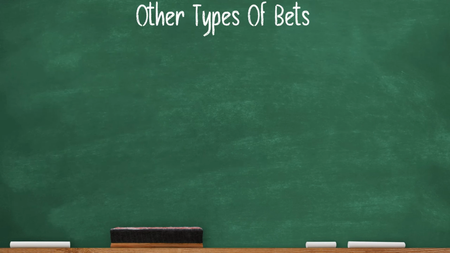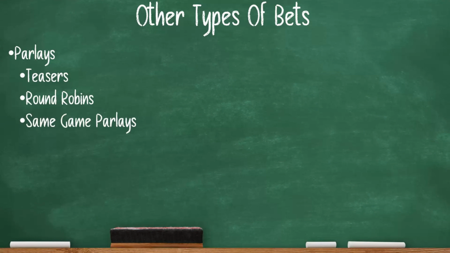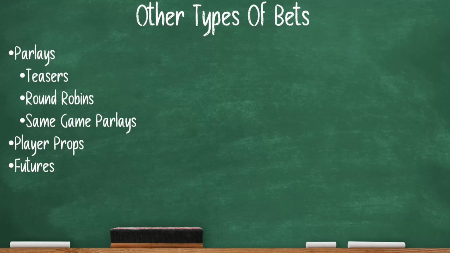Okay, so just very briefly, we're not going to talk about these in this lecture, but we will have other lectures dedicated to them. Other types of bets: we're going to talk about parlays, and within parlays, we're also going to talk about teasers, round robins, and again, same game parlays. You're going to hear a lot of people say parlays are sucker bets, and that's not necessarily true. How most people use parlays, they definitely are sucker bets and bad bets. But if you know what you're doing, you can actually make parlays an effective tool for your betting arsenal, if you will. So we'll talk about how to make a good parlay and what traps to avoid. We'll also talk about player props, team props, and futures.